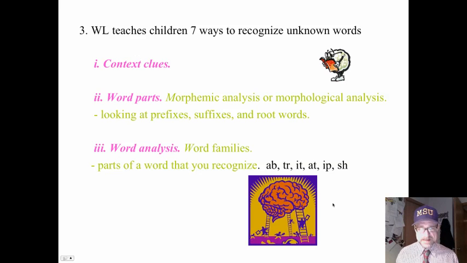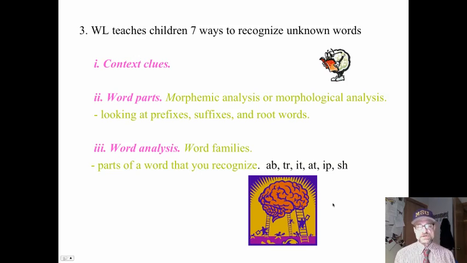Now, a purely skills-based approach teaches one way to recognize unknown words as you're reading them. Holistic approaches, progressive approaches, teach children 7. Now, I know 7 is more than 1. Having 7 strategies is better than 1 strategy. Doesn't take a genius to figure that out.